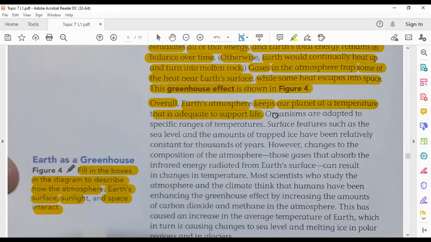Organisms, living things, plants, animals, and humans are adapted. Do you know the meaning of adapted? Yes, it means fit to an environment. For example, the polar bear is adapted to live in cold areas because it has a thick fur. This is called physical adaptation. It is adapted to live in very, very cold temperatures.